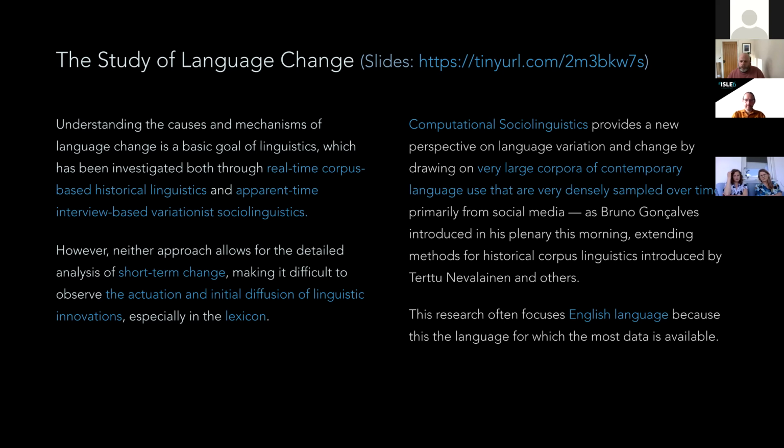The last point I want to make before I get into this is that research in computational sociolinguistics, looking at really short-term, high-density language change, is something we can only do in a few languages. English is probably the main one. Spanish is another, as Bruno pointed out. There's not really many others that we can do that with.